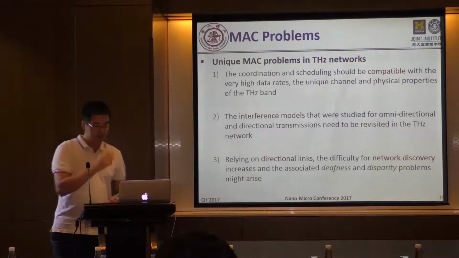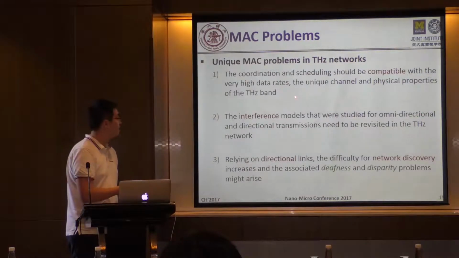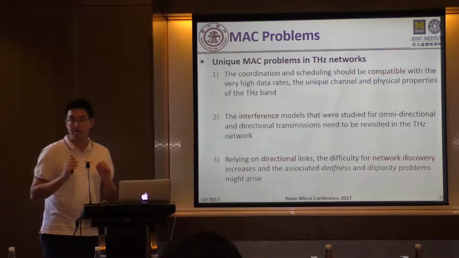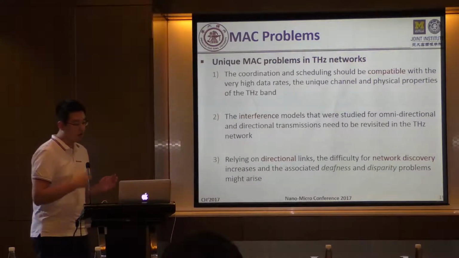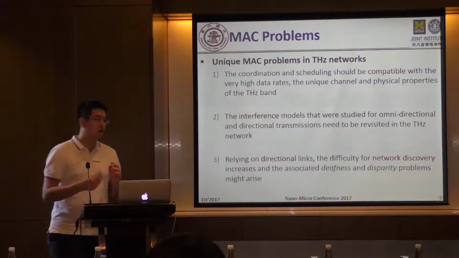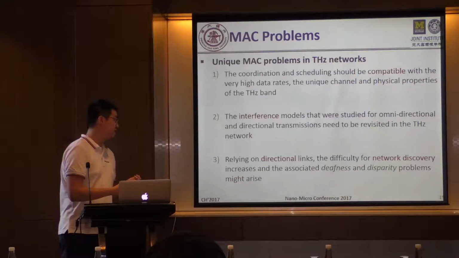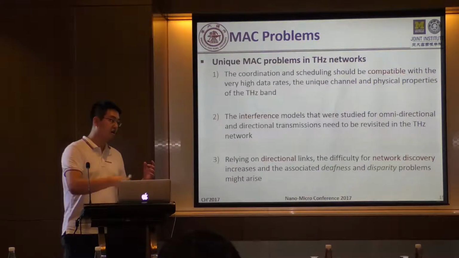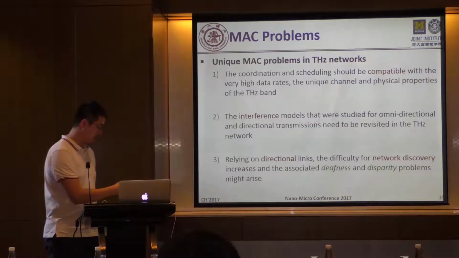Some unique problems. First, the solution needs to be compatible with the very high data rates, unique channel, and physical properties of the terahertz band. Interference models are different because we have very directional, sharp beams. With the directional links, new problems are created. Of course, they give us gain, but they give us some disadvantages, for example, the deafness and disparity problems. It's very hard to do network association with purely directional beams.